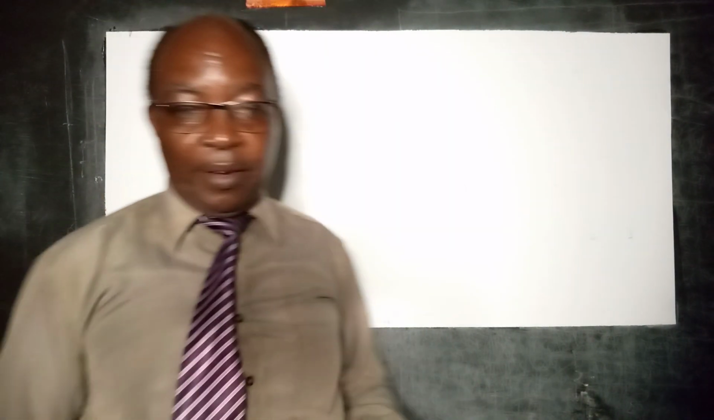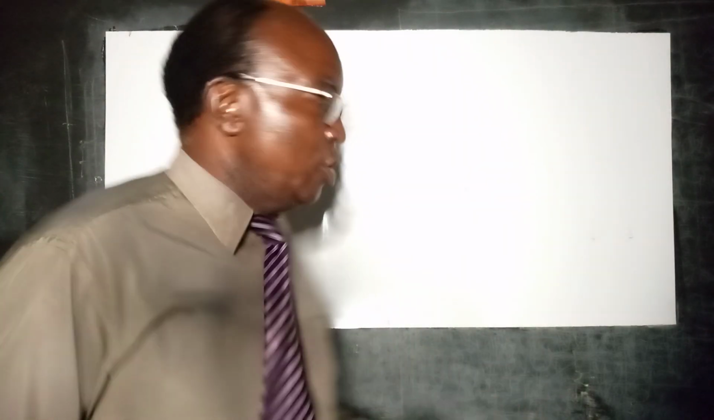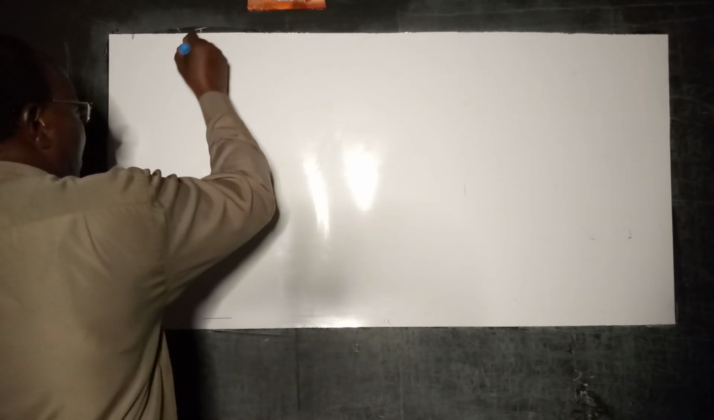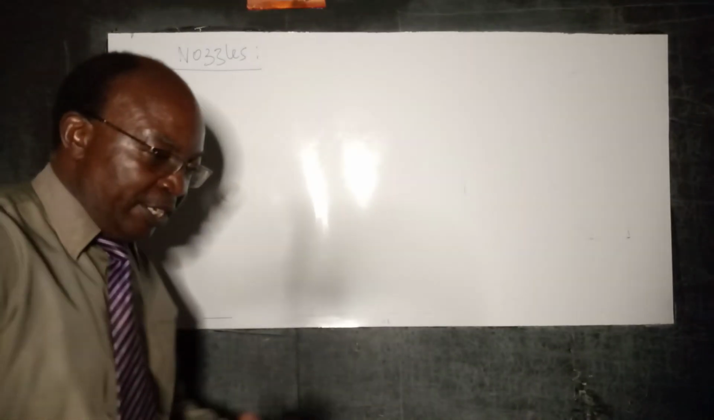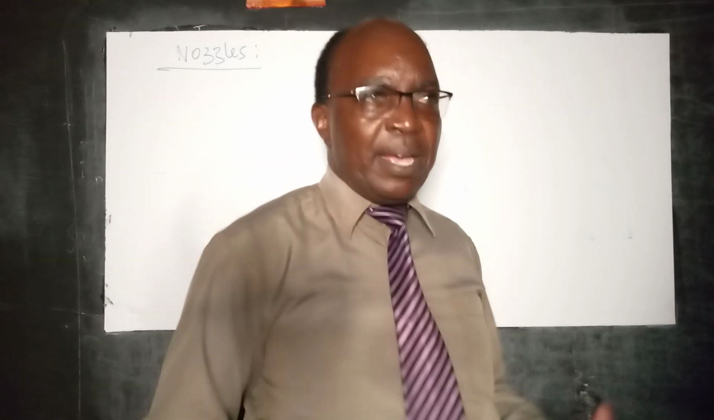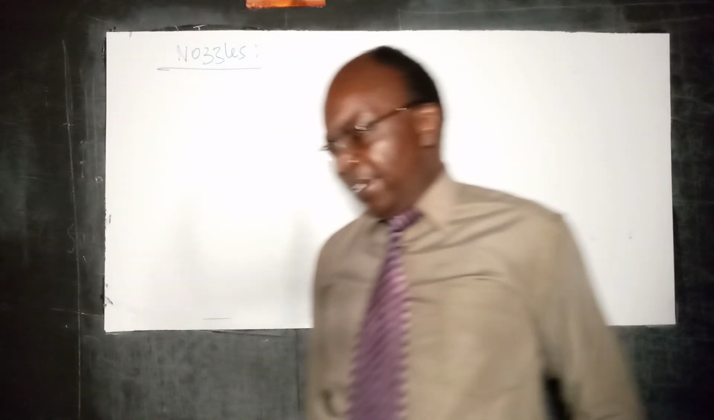We are continuing with our thermodynamic lectures. Today we want to look at nozzles. These are simple equipment, very simple equipment, but with a lot of implications in terms of performance. So basically, a nozzle is a pipe or a tube with a variable cross section.